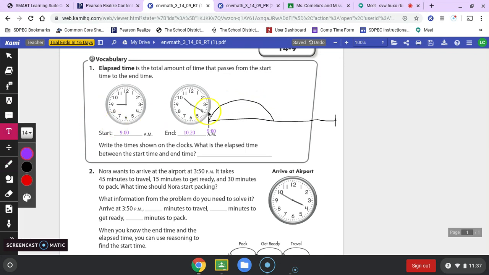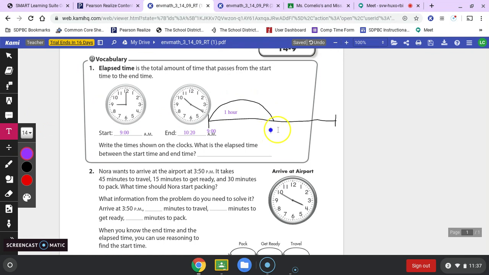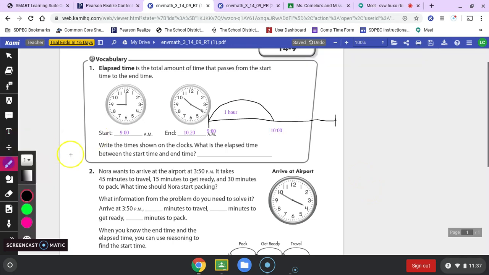1 hour, 10 minutes. 1 hour, because it's not greater. When I get here, if I jump 1 hour, it's not more than my end time that I'm expecting. Okay. So then, yes, we're going to jump 10 minutes. And then another 10. And then another 10 minutes.